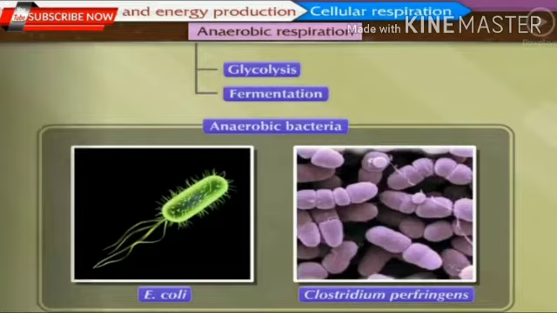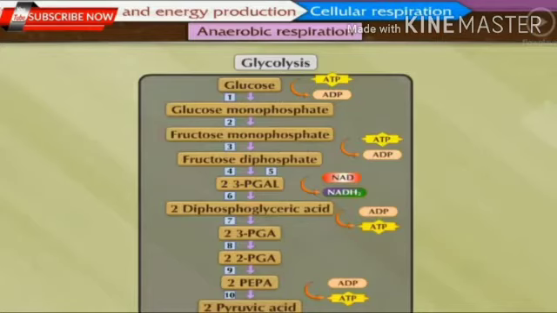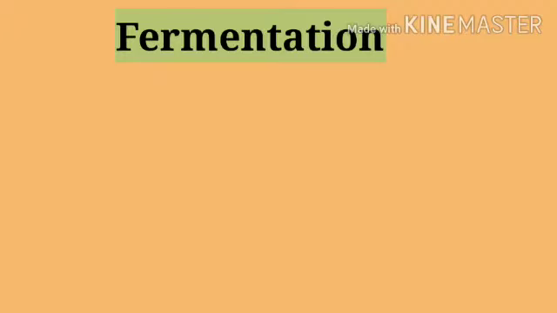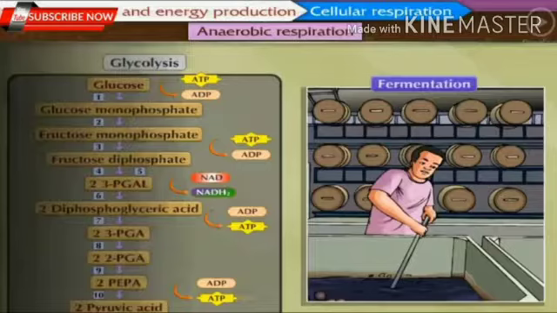Let's see glycolysis. We can see that during the process of glycolysis, glucose molecules are incompletely oxidized and pyruvic acid is produced with a less amount of energy. Let's see the second step in anaerobic respiration, that is fermentation. We see in the glycolysis process there is a production of pyruvic acid. Then this pyruvic acid is converted into other products like organic acids or alcohols with the help of some enzymes, and this process is called fermentation.